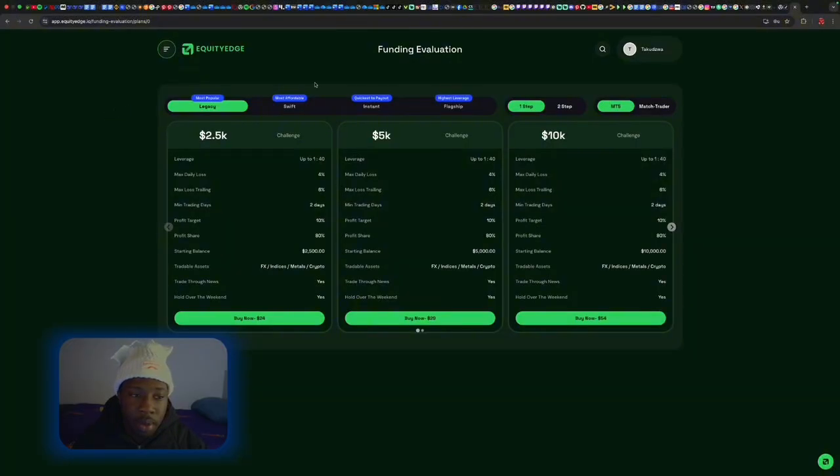Let me go to my Chrome browser so that we can search for this prop firm which I'm talking about. So this is the prop firm which I'm talking about. They have different challenges. They have the instant account, the Swift account, the legacy account, and also a flagship. We are now focusing on the instant account because I want to buy an instant account.